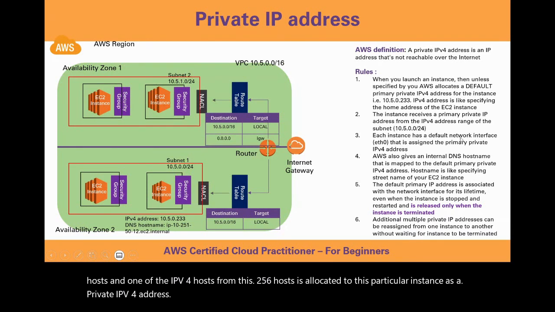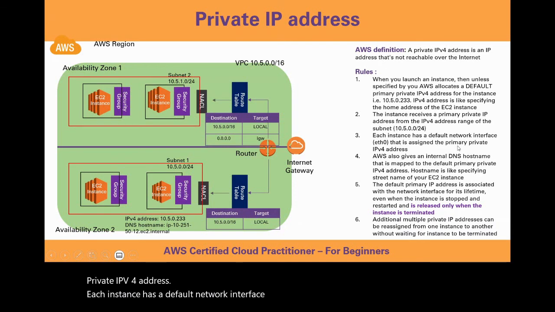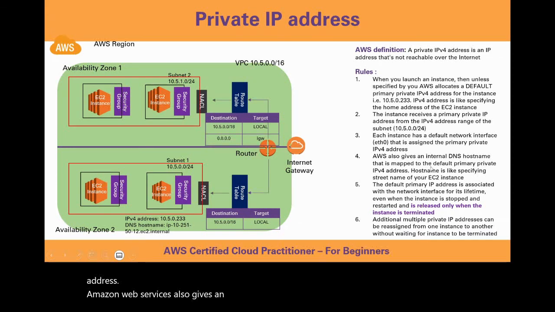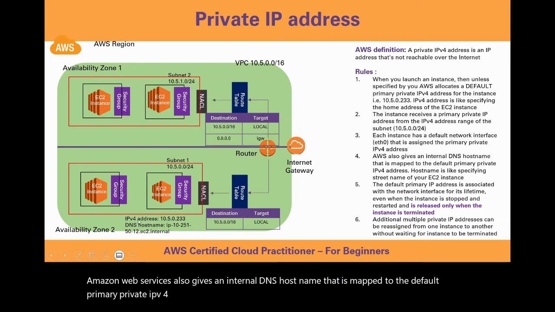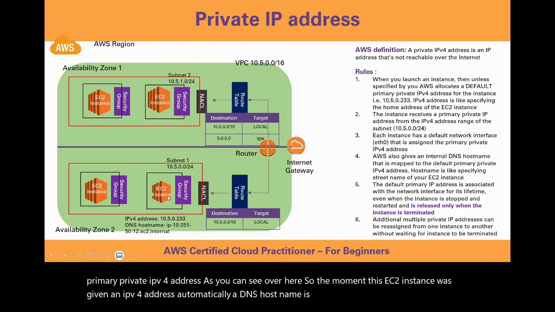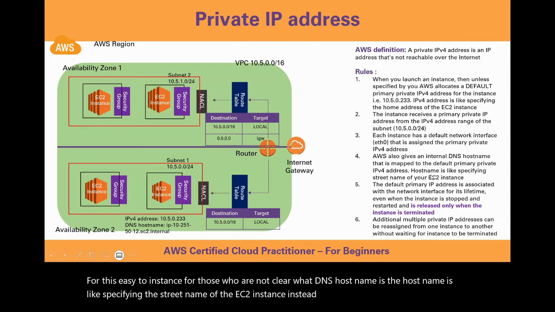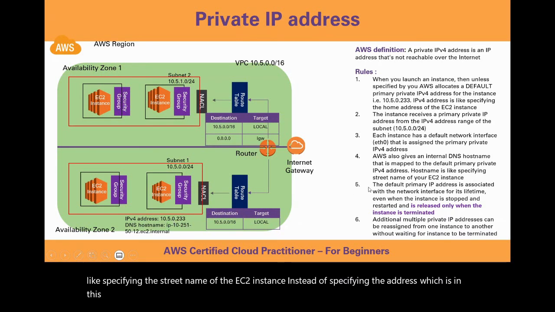Each instance has a default network interface (eth0) that is assigned the primary private IPv4 address. Amazon Web Services also gives an internal DNS hostname that is mapped to the default primary private IPv4 address. As you can see, the moment this EC2 instance was given an IPv4 address, a DNS hostname was automatically created for it. For those who are not clear what a DNS hostname is, a hostname is like specifying the street name of an EC2 instance instead of the address, which in this case is the IPv4 numerical address.